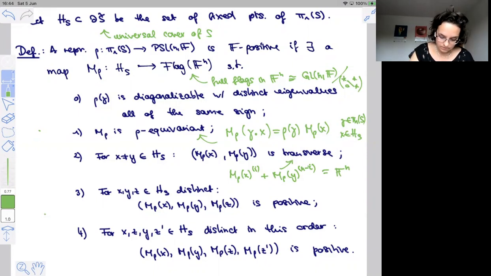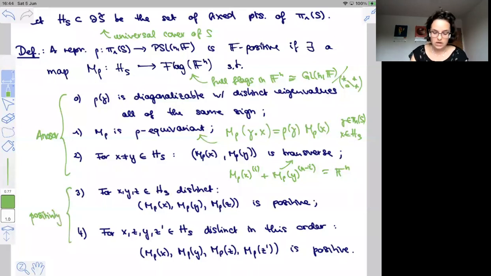And these three properties, some of you might know, are the strong Anosov properties. And now we come to the positivity properties. So let me write this, positivity. If we take three distinct points, then we get a triplet of flags, and we want this triplet of flags to be positive. And I'm going to say in a moment what positive means, because it will come up again.